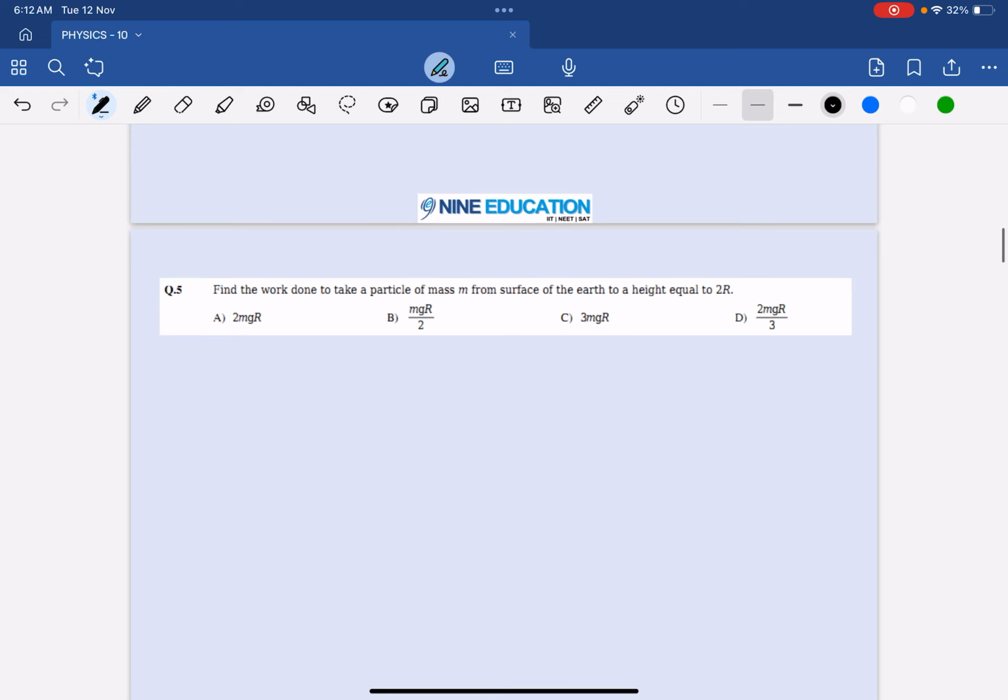Find the work done to take a particle of mass m from the surface of the earth to a height equal to 2R. Okay, sir. So we are able to see there is a particle here, है ना, earth पे.